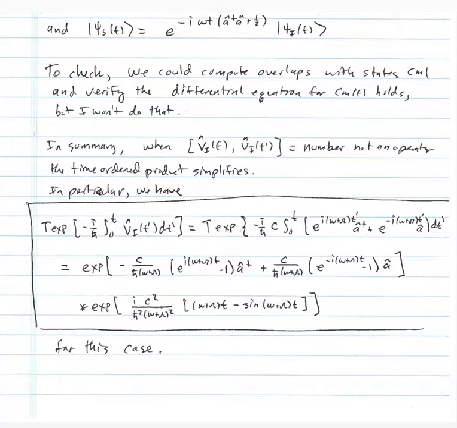And I do hope that you will remember that such time-ordered products can be evaluated exactly when they satisfy this condition: that V interaction of t commutator with V interaction of t prime is equal to a number, not an operator. All right, that's all that we have for this lecture.